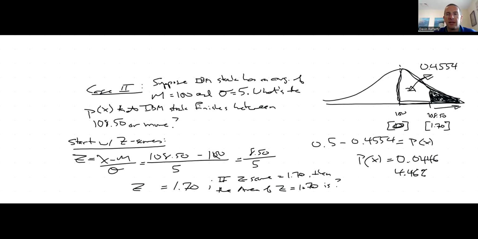It's telling me that, again, if the average is 100 with a standard deviation of $5, and I wanted to know, all right, what's the chance it's going to be 108.50 or more? Well, the answer is 4.46% or 0.0446. Okay. That's the probability right there. So that's case two.